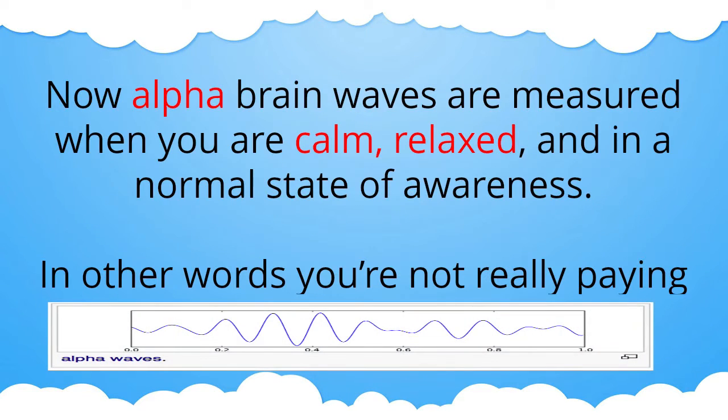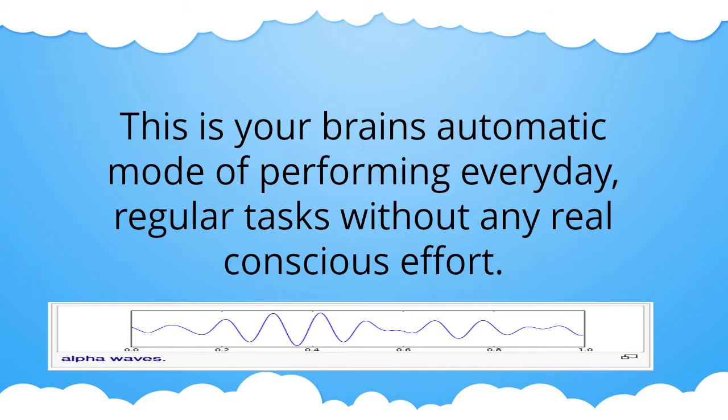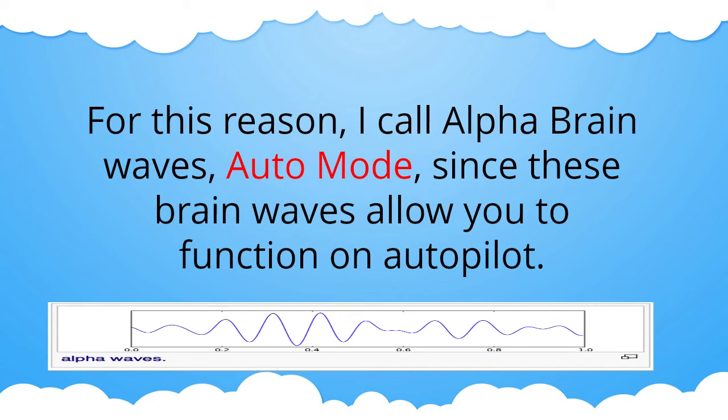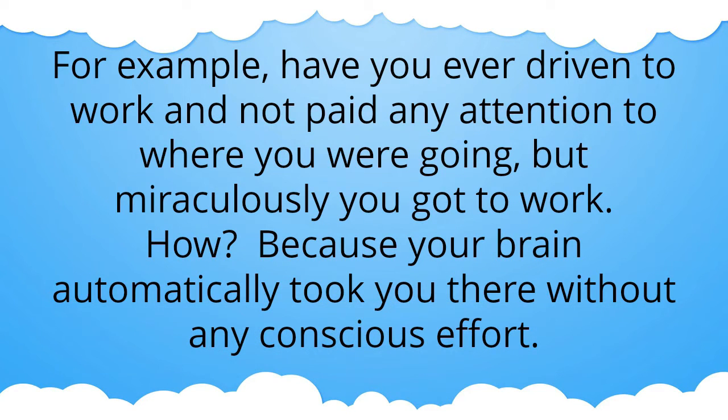Now, alpha brain waves are measured when you are calm, relaxed, and in a normal state of awareness. In other words, you're not really paying close attention to any one thing. This is your brain's automatic mode of performing everyday regular tasks without any real conscious effort. For this reason, I call alpha brain waves auto mode, since these brain waves allow you to function on autopilot. For example, have you ever driven to work and not paid any attention to where you were going, but miraculously, you got to work? How? Because your brain automatically took you there without any conscious effort.